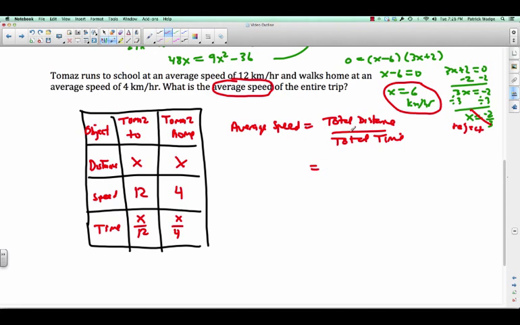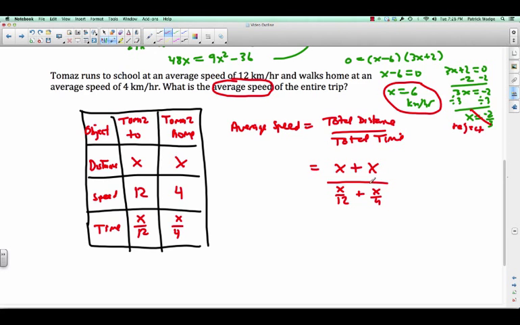So what's the total distance? To go to school is x, and then to come back home from school is also x, so the total distance is x plus x. The total time to go to school is x over 12, and to come back from school is x over 4, so we add those together. If we can solve that, then we can answer this question.